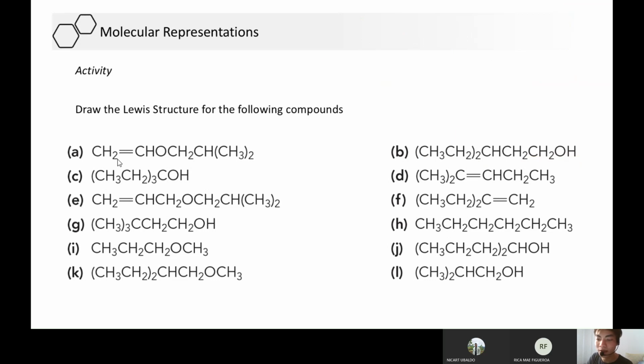So, let's proceed. Letter C. Letter C, ganun din, no? We have dalawang CH3, CH2. So, drawing ko muna ulit. Ulit pala, di ko na binura. Effort. Ay, CH3, CH2 pala. Sa iba ako nakatingin eh. CH3.